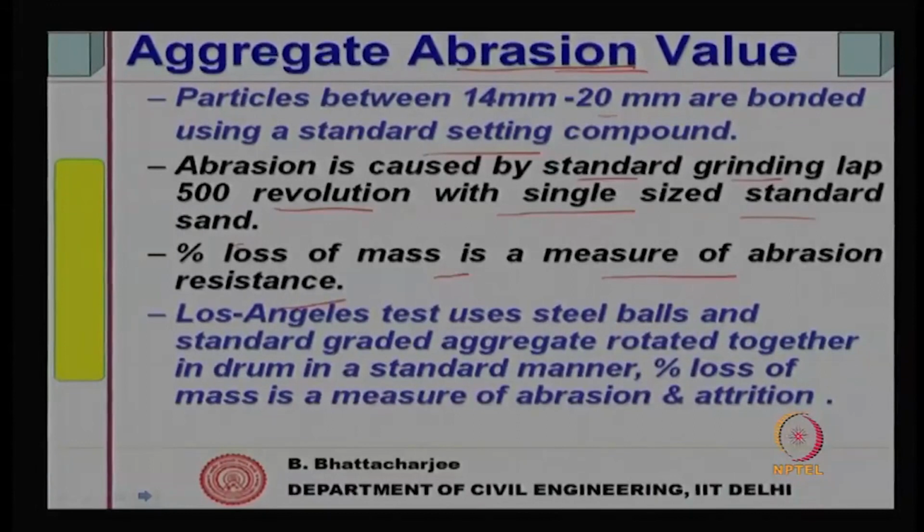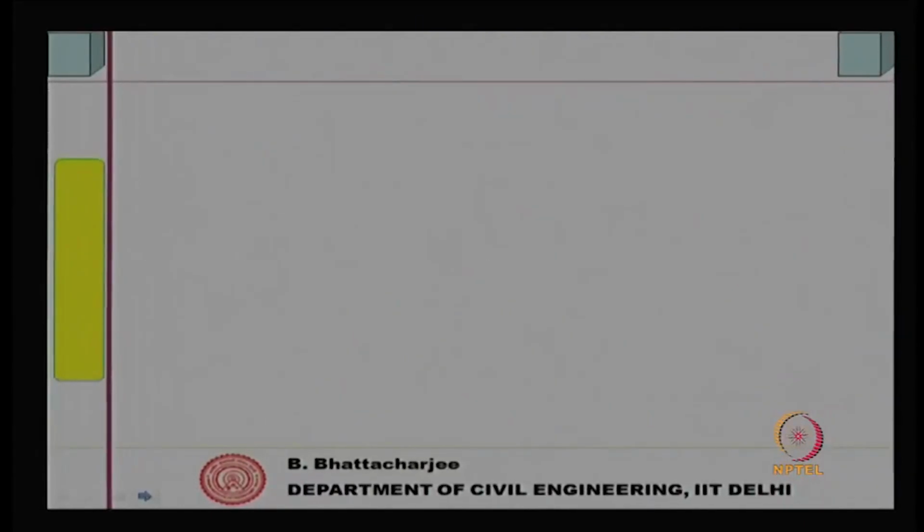Los Angeles test is another one, which uses steel balls and standard graded aggregate rotated together in a drum in a standard manner. So, there it was sand through which you were grinding. In this case, you have steel balls and the aggregates, they are rotated in a standard drum in a standard manner, and percentage loss of mass is measured, and that gives us abrasion as well as attrition.